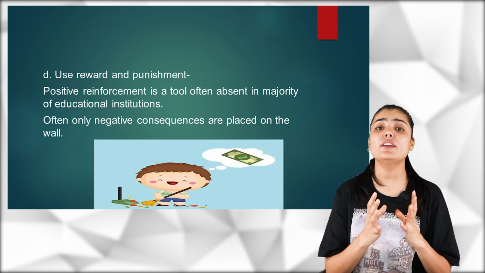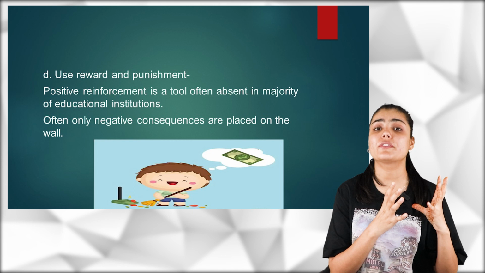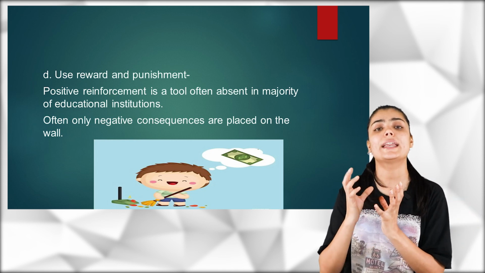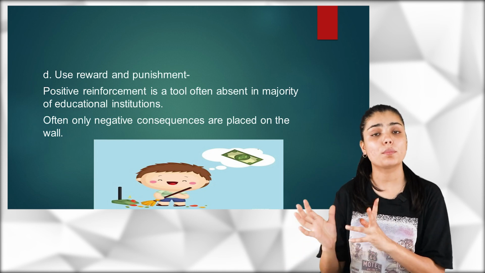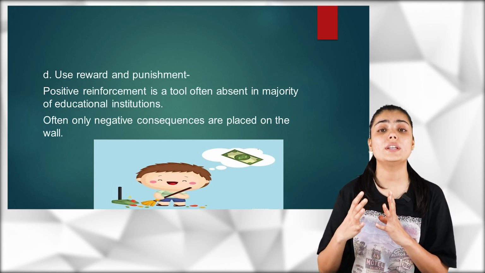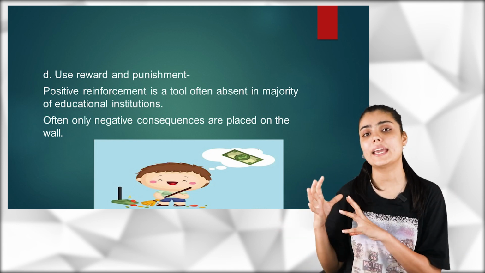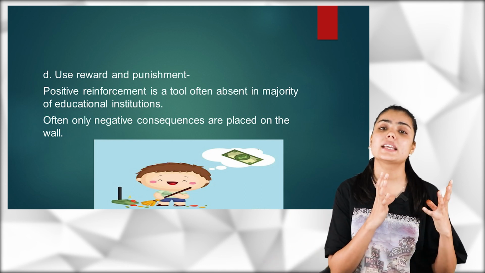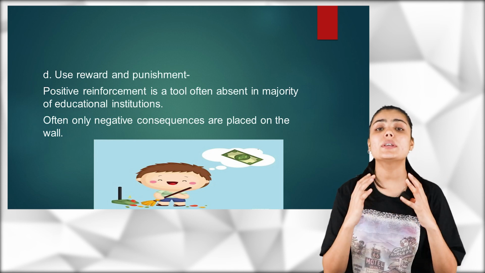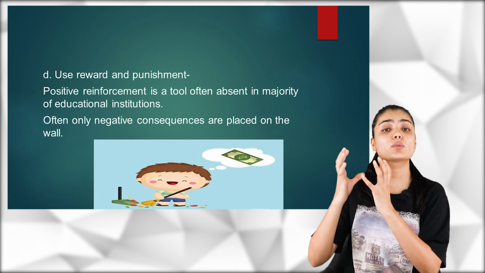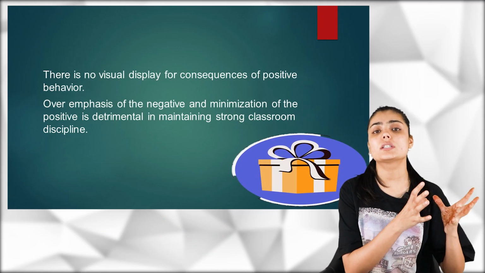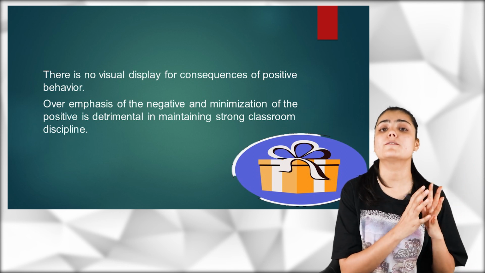But in many of the institutions, positive reinforcement is absent, which means if students show any kind of negative behavior, they are punished, but they are not rewarded for the good behavior, for following their discipline. Often only negative consequences are followed by educational institutions, and there is no display of consequences of positive behavior. So now in this scenario, what is happening? There's overemphasis on negative consequences. There is no focus on the consequences of positive behavior.